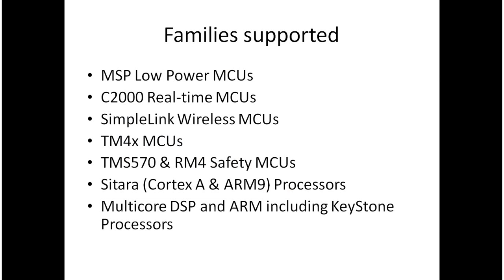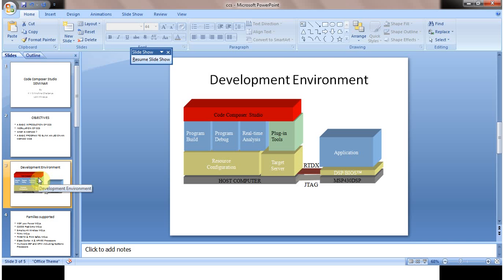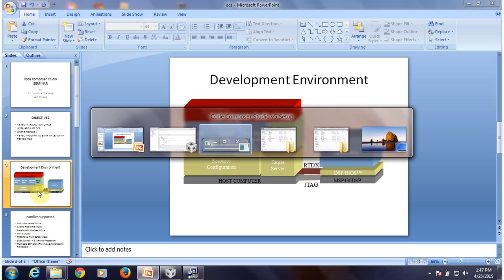And this is the list of families that are supported by this particular version of CCS. It supports MSP low-power MCUs, C2000 real-time MCUs, SimpleLink wireless MCUs, TM4x MCUs, Sitara, multi-core DSP, and ARM. And now I'll show you how to compile a particular code that has been developed.